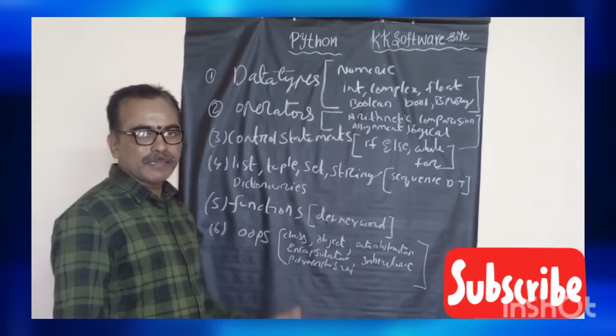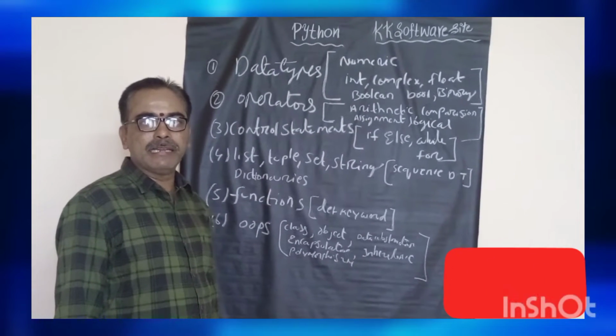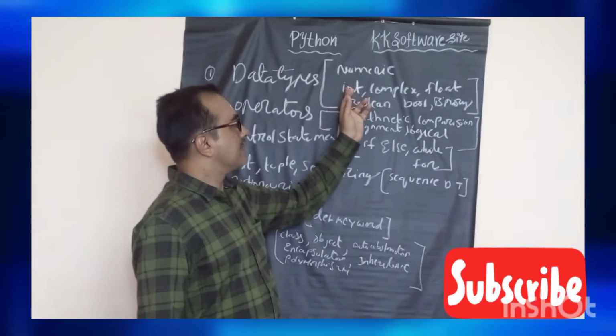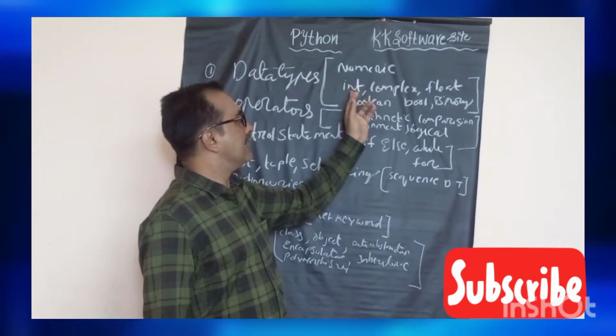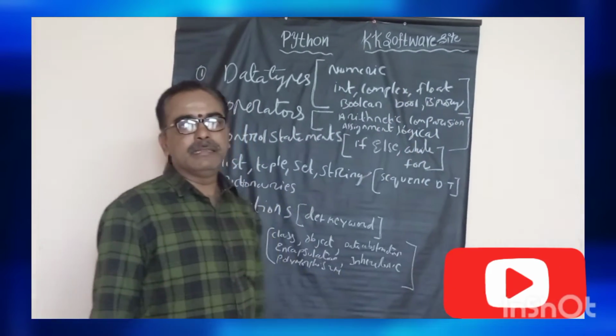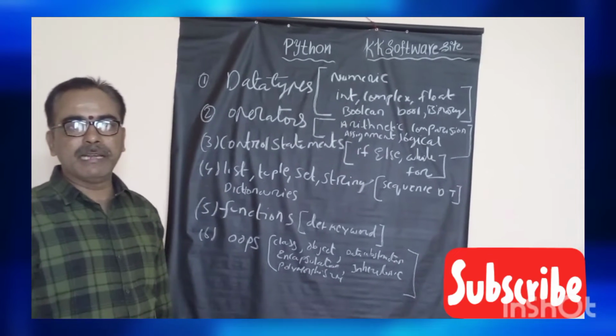If you consider the first and foremost thing, data types is the first thing where we learn different data types called integer, complex, float, boolean and binary. These are the basic data types which are there in Python.